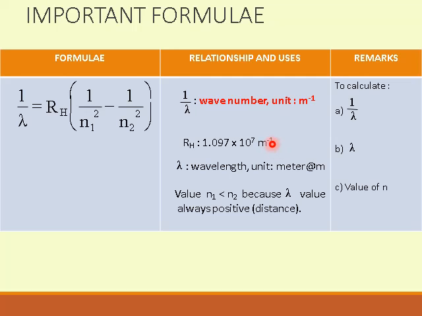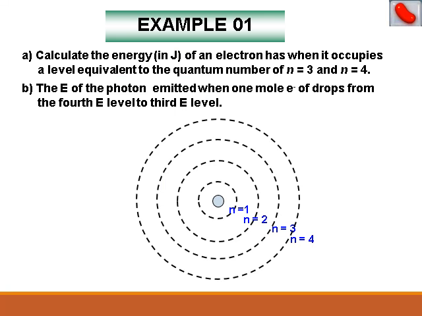So the possibility is that the question will ask you to find out the wave number, find out the lambda, or find out the n value. So let's try some examples. The first one: calculate the energy in joule of an electron occupying n equal to 3 and n equal to 4, meaning that this is at a certain state. So we are going to apply En. And part B: the E of a photon emitted when 1 mole of electrons drops from the fourth energy level to the third energy level. Let's check the solution.